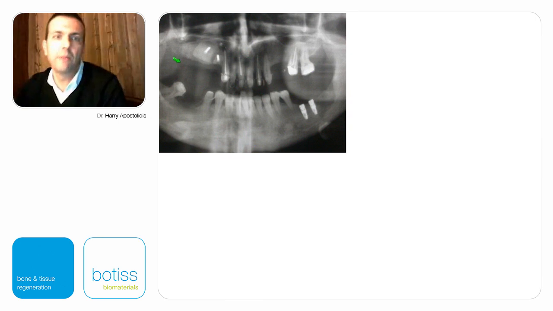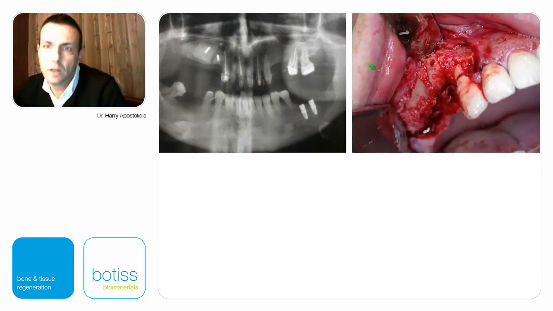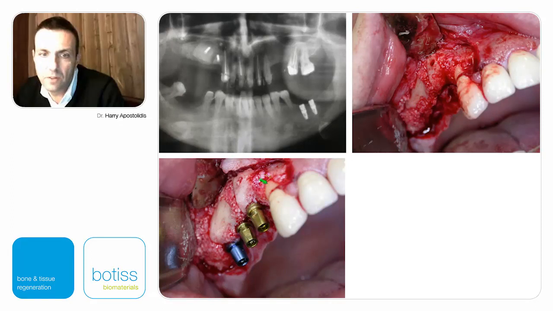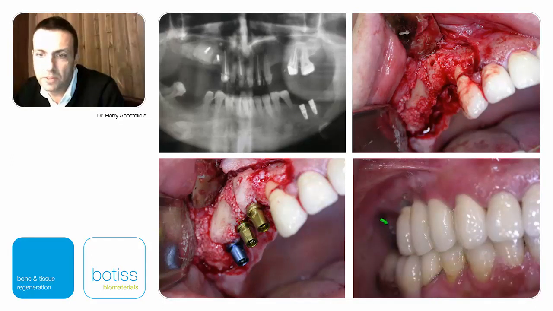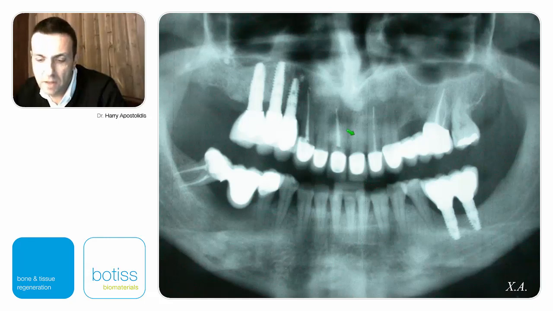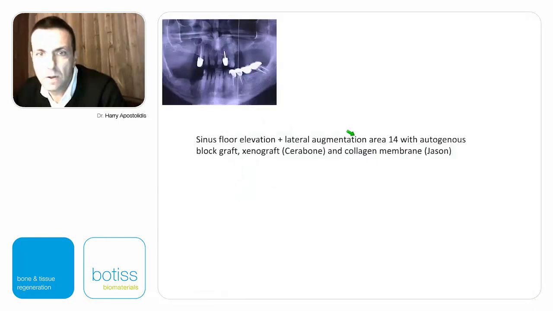Post-operative panoramic X-ray. You see re-entry in 6 months. Very good bone quality. The blocks, the xenograft granules, totally incorporated in the graft. We have nice bone to place our implants. You see here the final result. And some years after, the Panorex.